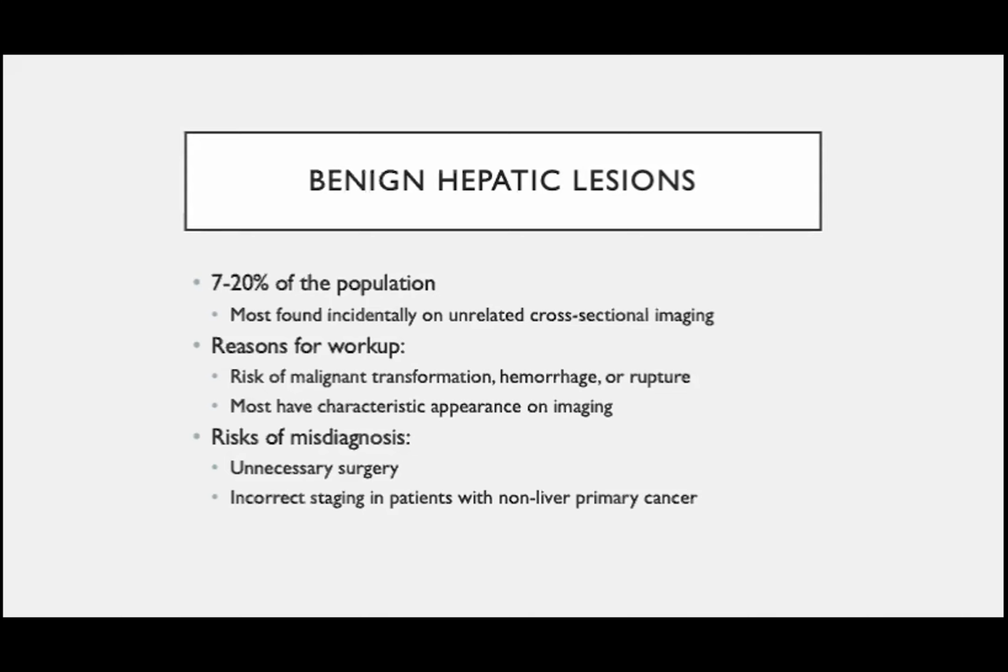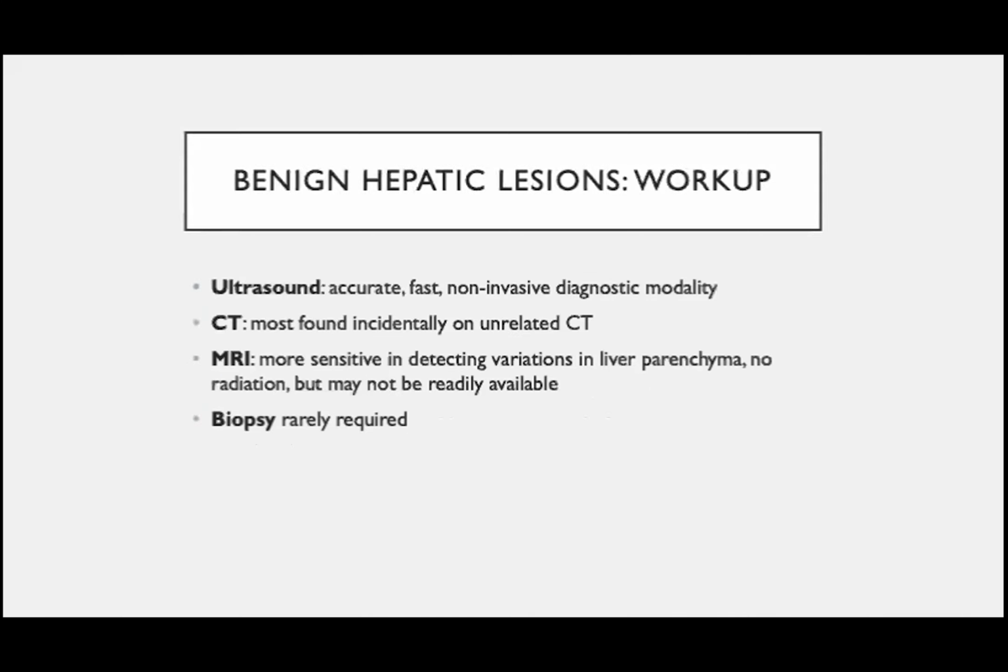So when you're thinking about a benign lesion, what are your modes to evaluate them? Ultrasound is accurate, fast, and non-invasive. CT is pretty good for it, especially in the right phases. MRI is more sensitive in detecting variations in liver parenchyma.